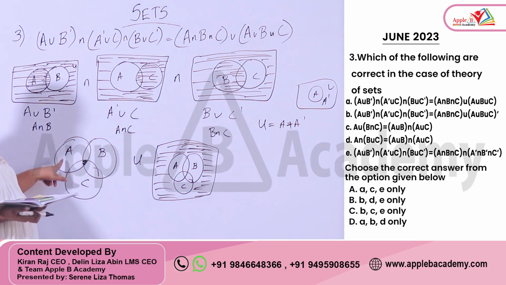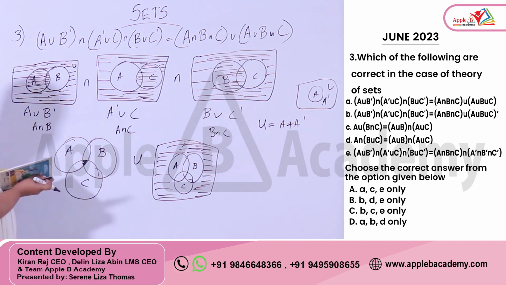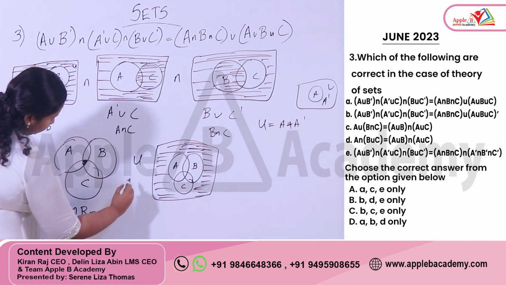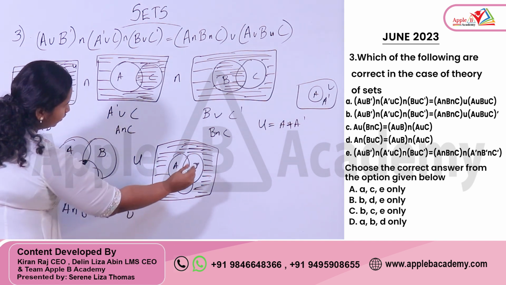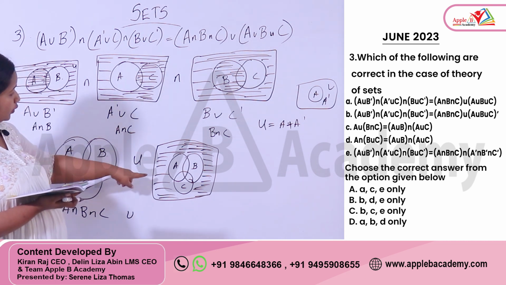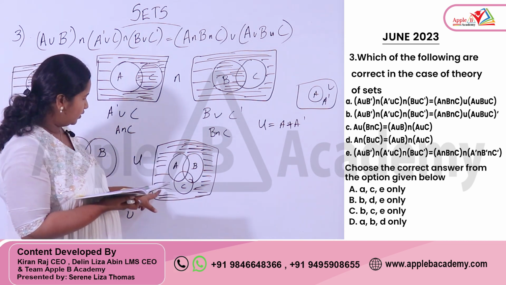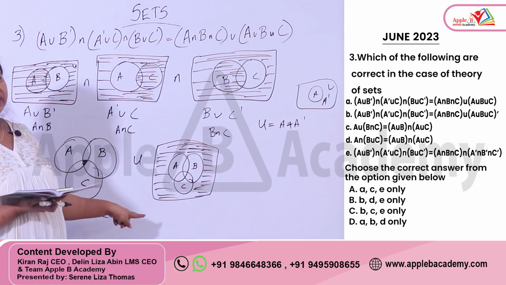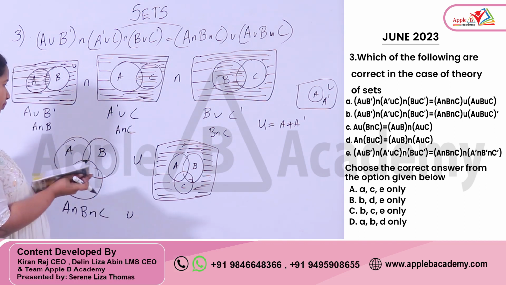So if you look here, in the RHS, A intersection B intersection C union A complement, union A union B union C the whole complement, that is the outside portion. So LHS is equal to RHS in option B.